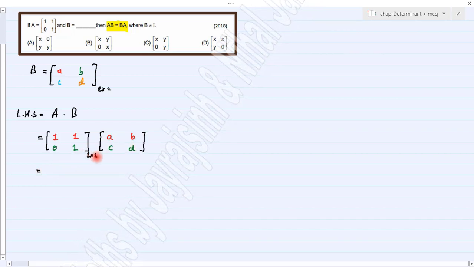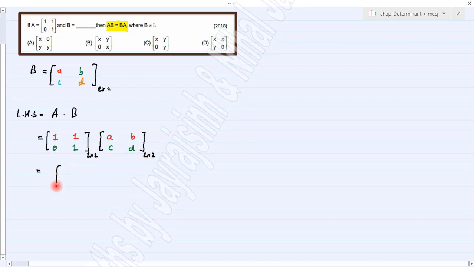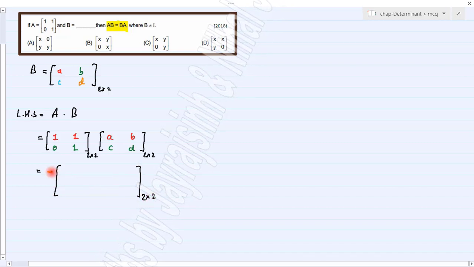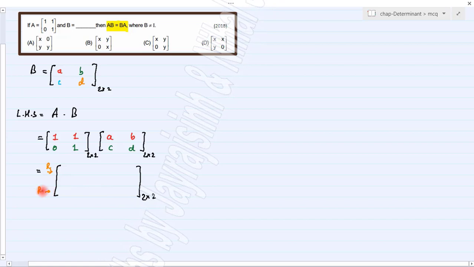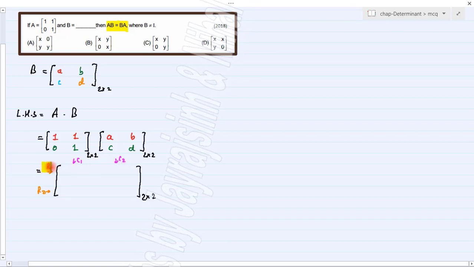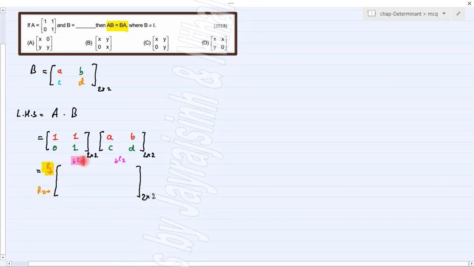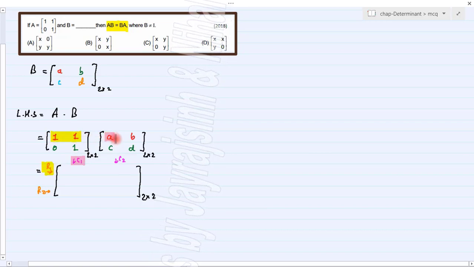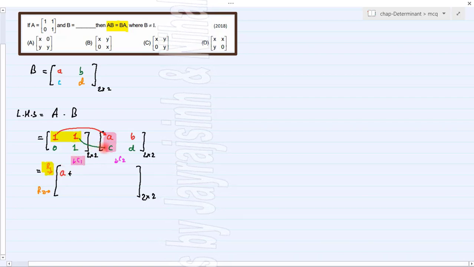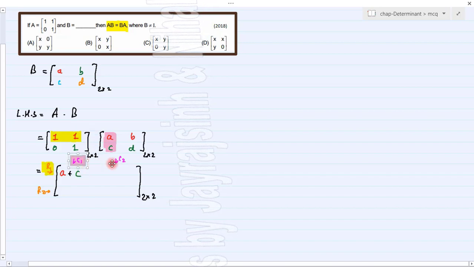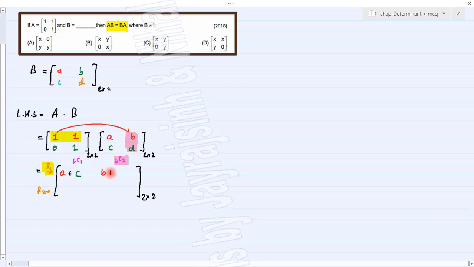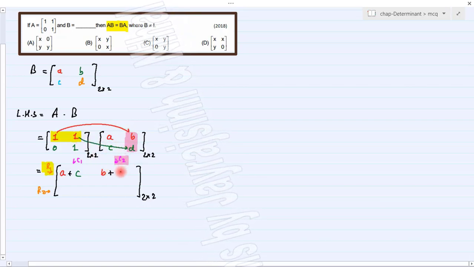Now, both matrices are of order 2 cross 2. So we can say your resultant matrix will also have order 2 cross 2. That means we will have 2 rows and 2 columns. So let's get your first element, which is in first row and first column, by multiplying first row and first column. 1 multiplied with a will give us a, plus 1 multiplied with c will give us c. Now let's get your second element. 1 multiplied with b will give us b, plus 1 multiplied with d will give us d.